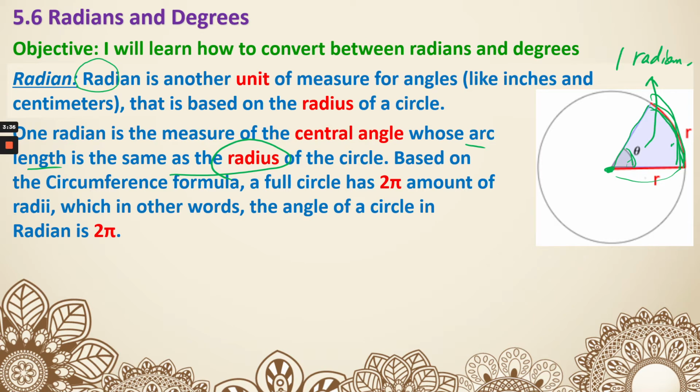Based on the circumference formula, we have c equals 2 pi r. So the basic question is, how many r are there in the whole circumference? There are 2 pi amount of radii, which in other words means the angle of a circle in radians is going to be 2 pi. Let me draw that out. I extend the radius to a full length, full diameter. This is 1 radian. I can have another radian like here, and then another radian right here, and then we have this little extra right there.